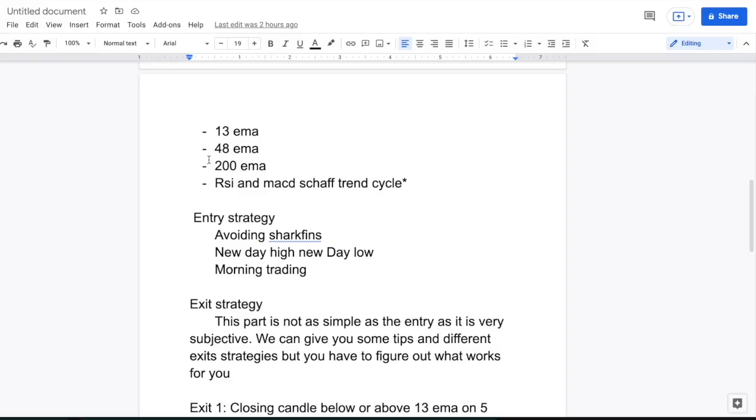Again, with morning trading, you see a lot of volatility in the morning just because there's a lot of orders sitting out there. I found, for me personally, entering into day trades in the morning is the most profitable.